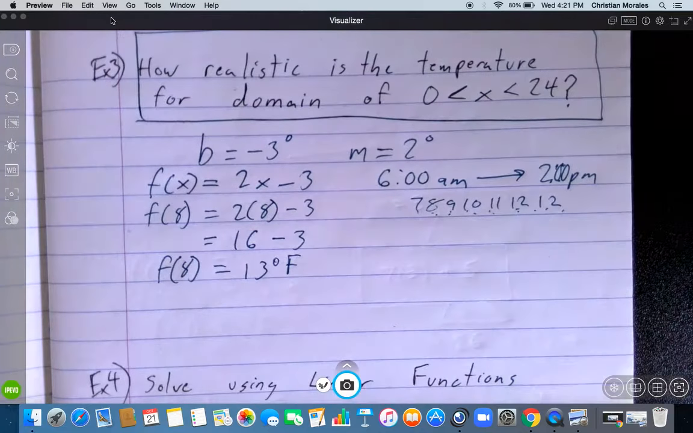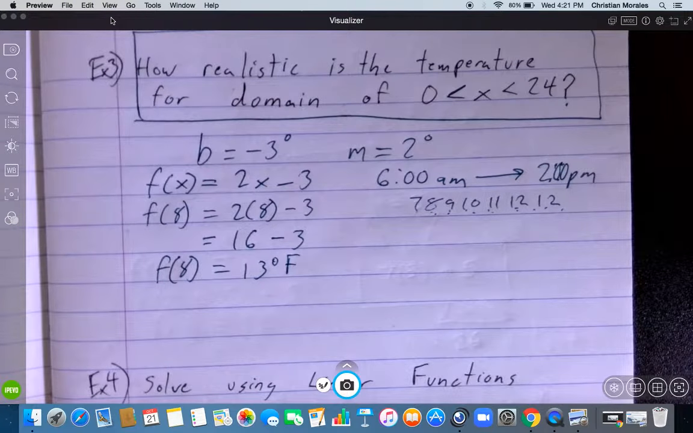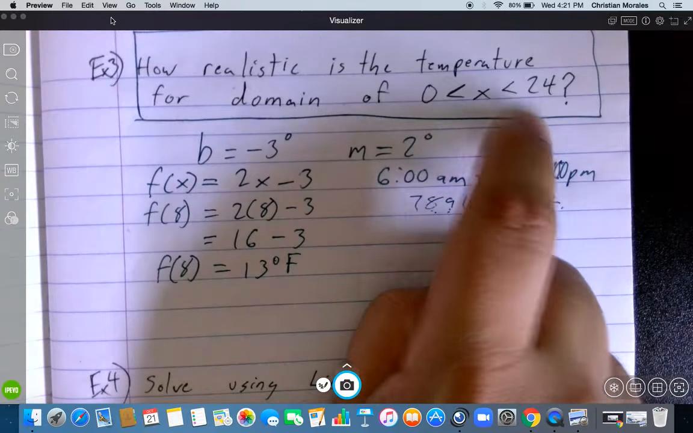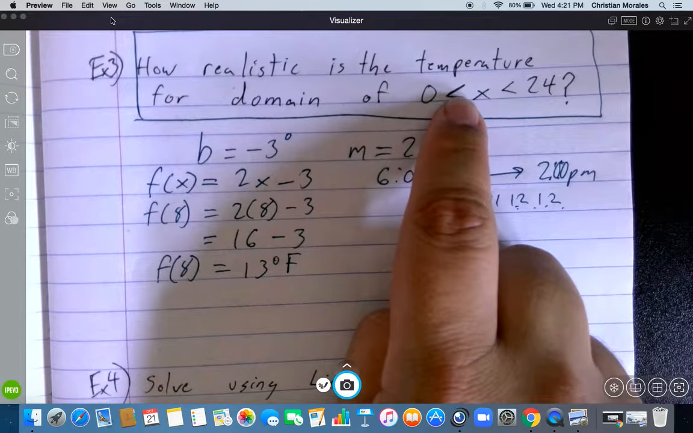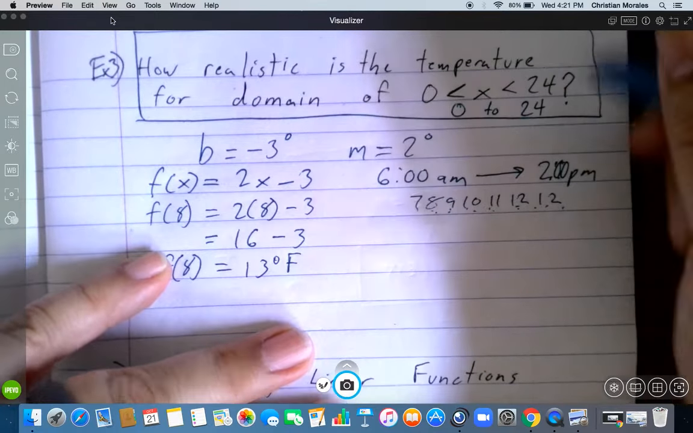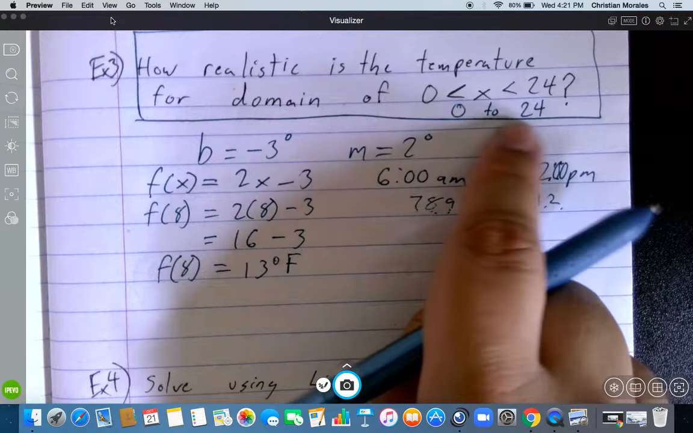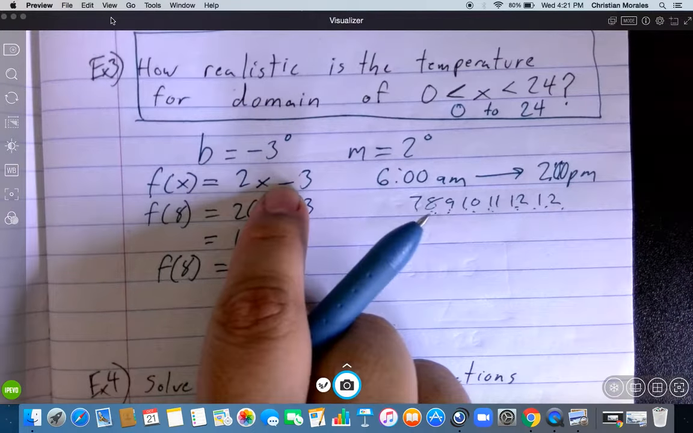How realistic is the temperature for a domain of 0 is less than x to x is less than 24? Okay, so what is this talking about? Well, guys, this is talking about a day. 0 to 24, because remember this is all the same, 0 to 24. So this is kind of calling the hours of a day. So how realistic could we use this for the day?